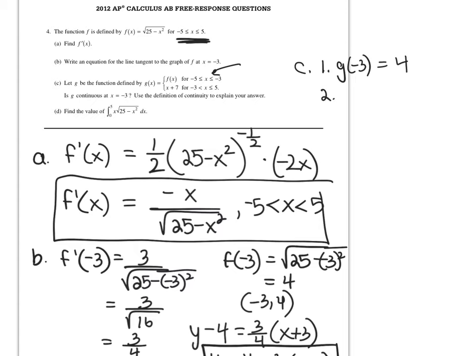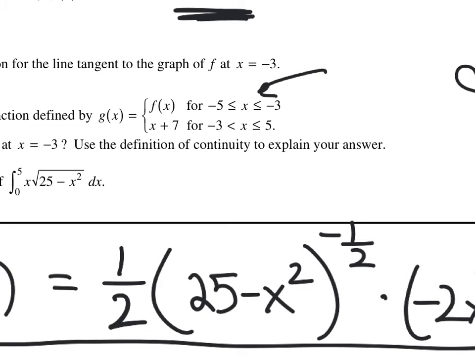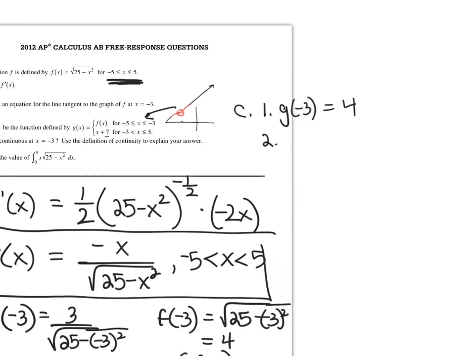Next we need to show the limit. Now this is a piecewise function, right? So if you're looking at your graph or drawing a graph, it's going to look like a semicircle, and then from there you're going to have a line with a y-intercept of 7, slope of 1, okay? So what we have to do is show that the limit from the left equals the limit from the right, and therefore the limit exists, okay? So that's what we'll do in this part.